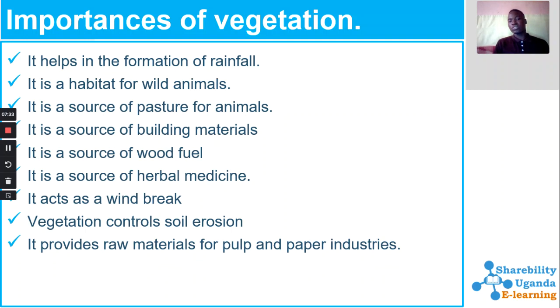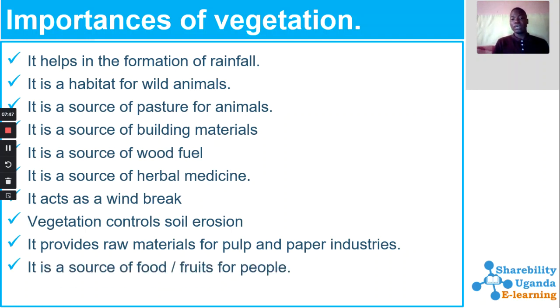It provides raw materials for pulp and paper industries. These are industries which use wood to make paper. The papers you write on are manufactured from wood. It is also a source of food and fruits for people. Some forests have wild fruits which people go for, like coconuts, and they eat them and earn a living. It also helps in soil conservation, which is the covering of topsoil and preserving moisture in the soil.